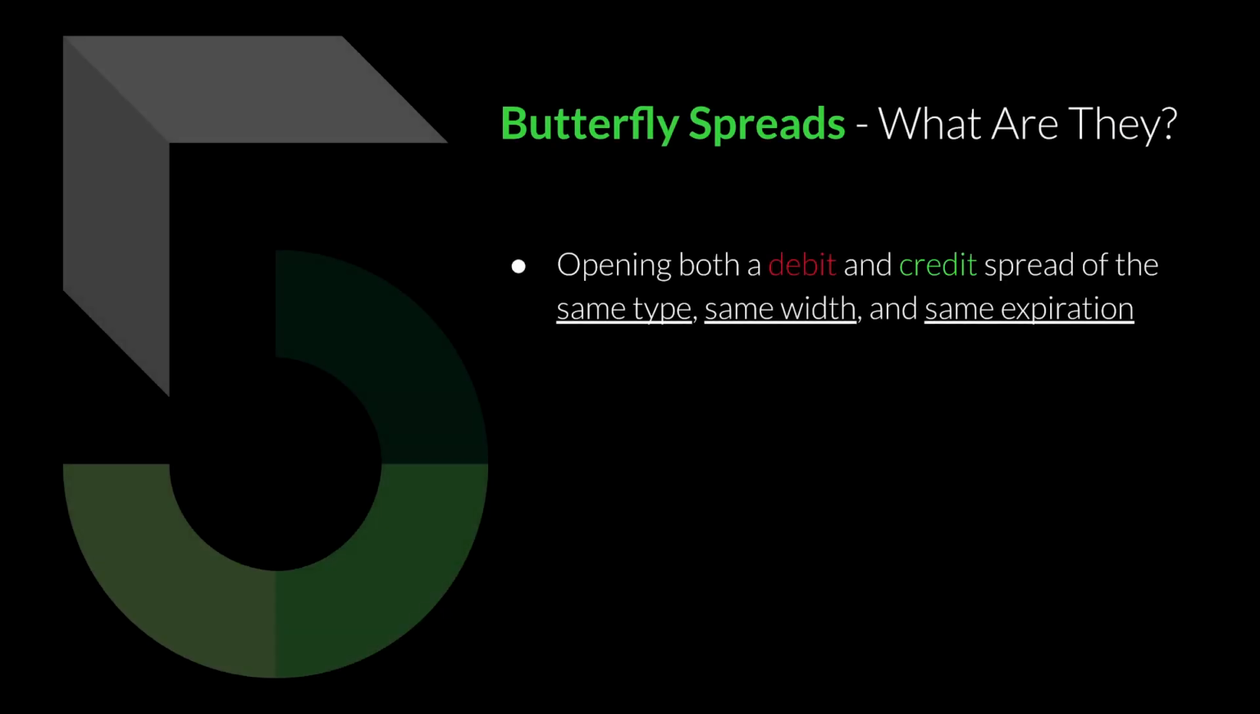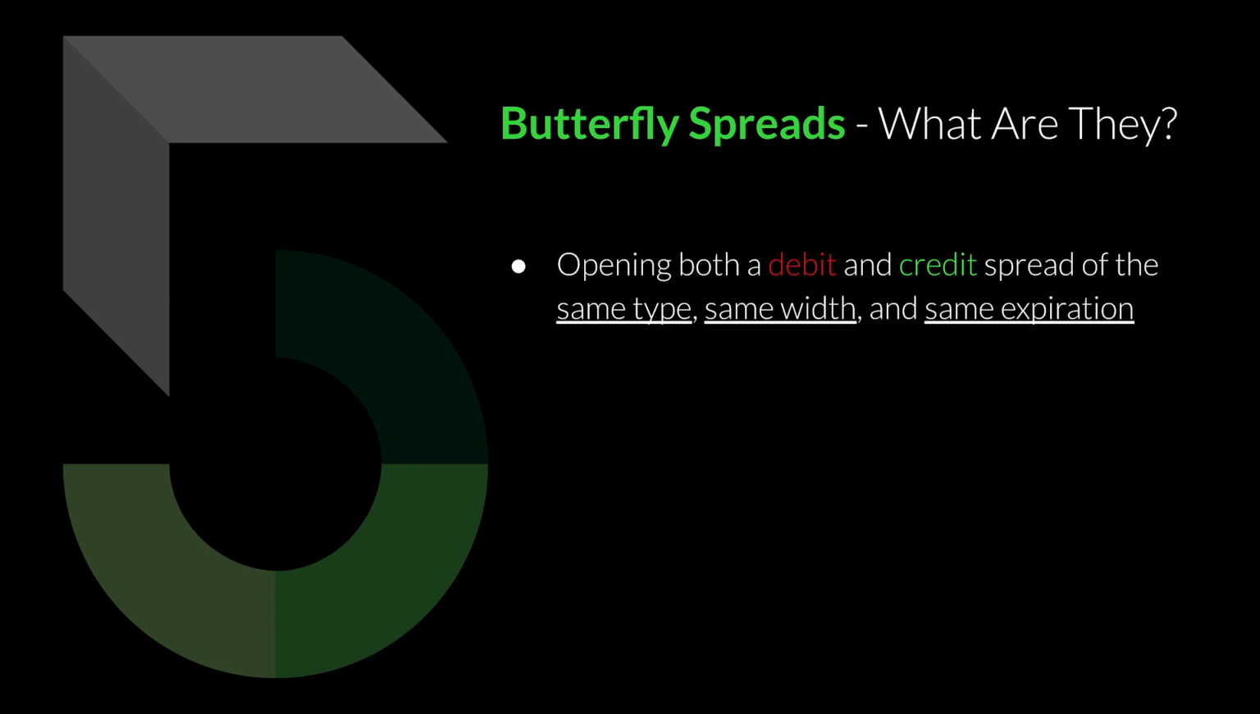Well, this is when you open a debit and a credit spread of the same type option, either a put or call, same width, and the same expiration. If you remember from a previous video when we talked about iron condors, that was opening a put credit spread and a call credit spread at the same time.